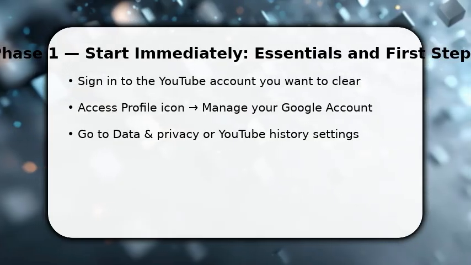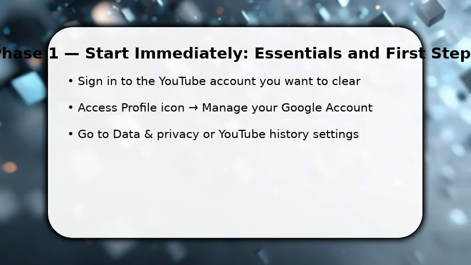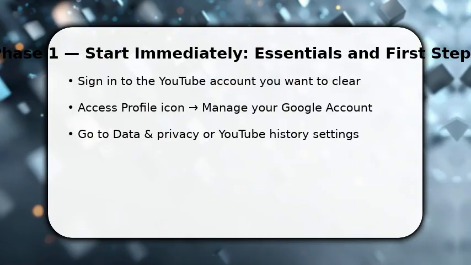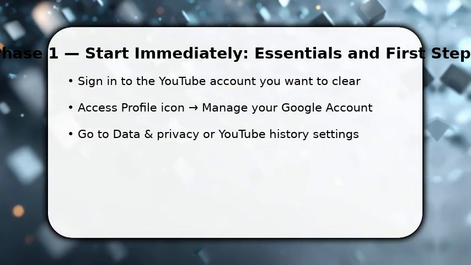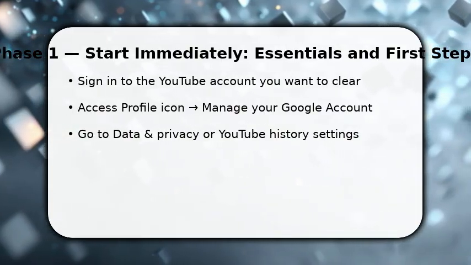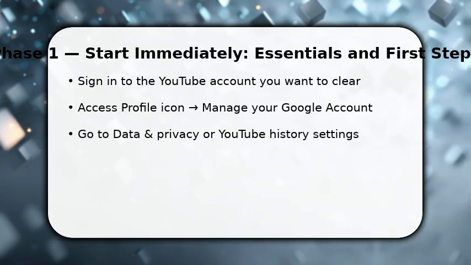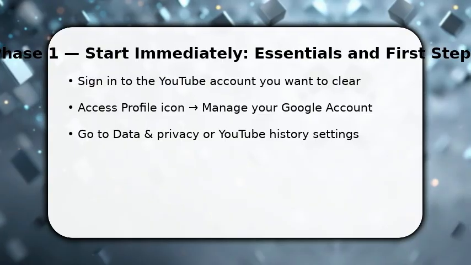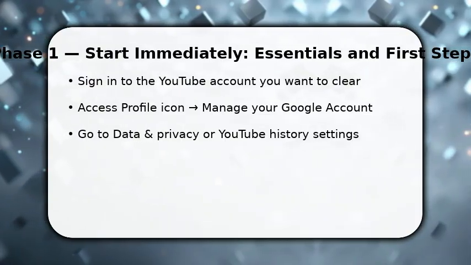You start by opening YouTube and signing in. Make sure it's the exact account you want to clear. Tap your profile icon, then choose Manage Your Google Account. Once there, navigate to Data and Privacy or directly to YouTube History Controls. These steps give you the controls that actually store searches. Don't skip signing in, otherwise you'll clear the wrong history.